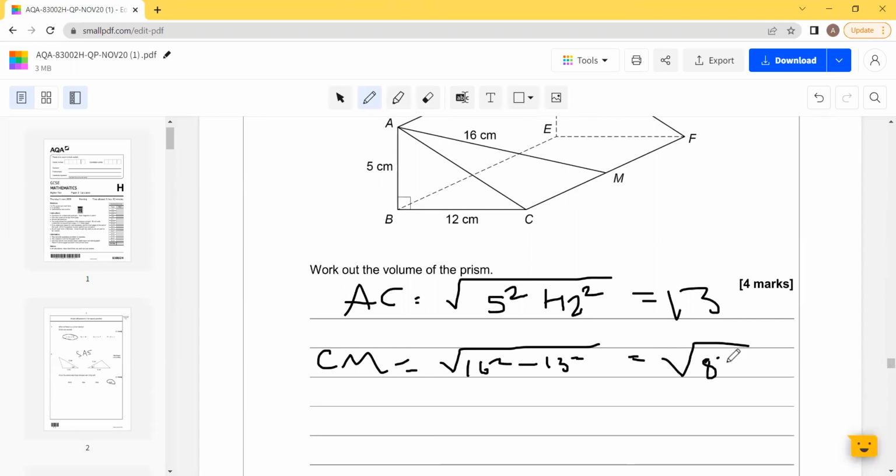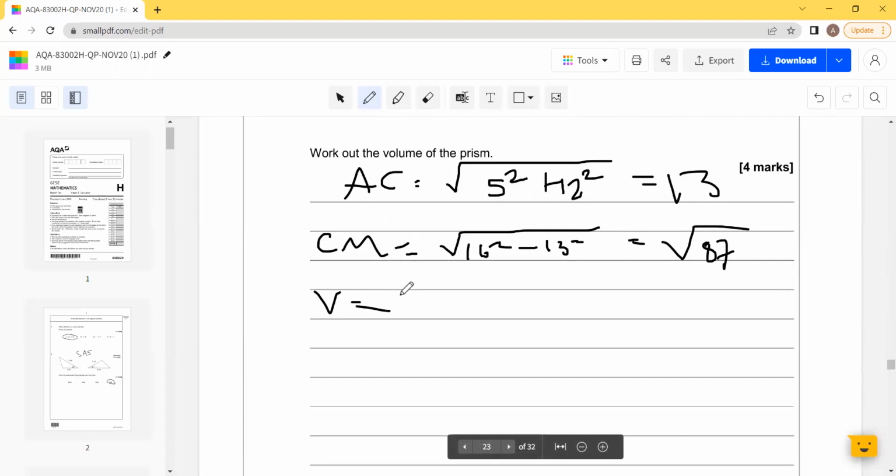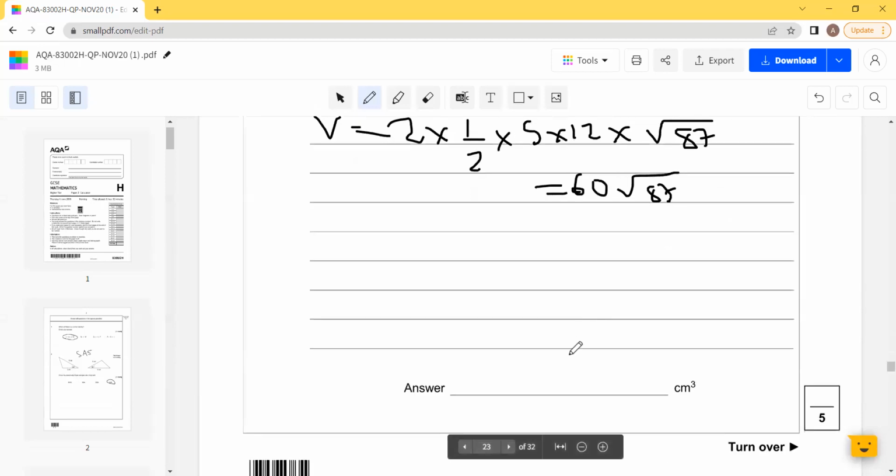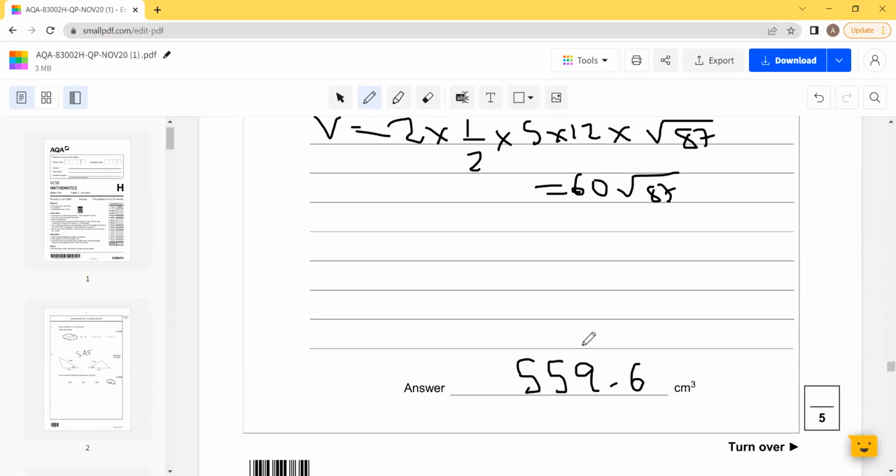87. Now the volume is 2 times a half times 5 times 12 times root 87. So the half times 2 just cancels out, it just becomes 1. So now we have just got 60 root 87. So the volume is 60 root 87, which is 559.6. So our answer is 559.6 centimeters cubed.